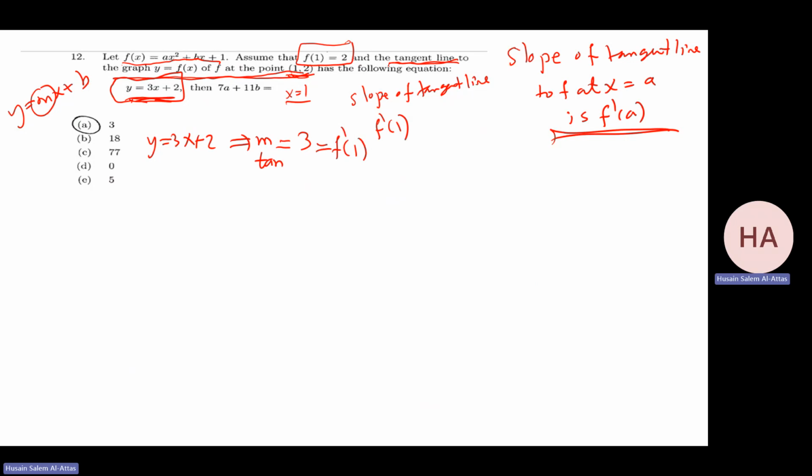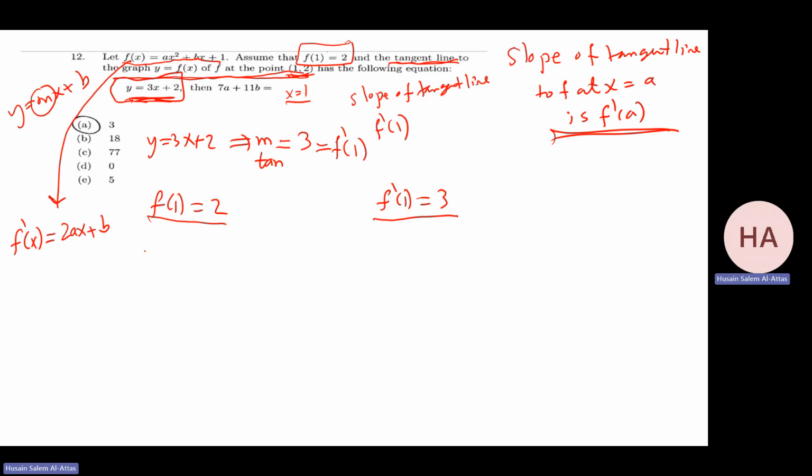Okay, so I now have two pieces of information: f of 1 equals 2, and f prime at 1 equals 3. I can find f prime. Yes, this is a very simple function. I will not do it the long way. f prime will be what? 2ax plus b. From this, I get an equation. From this, I get another equation. Two equations, two unknowns. We solve the problem.